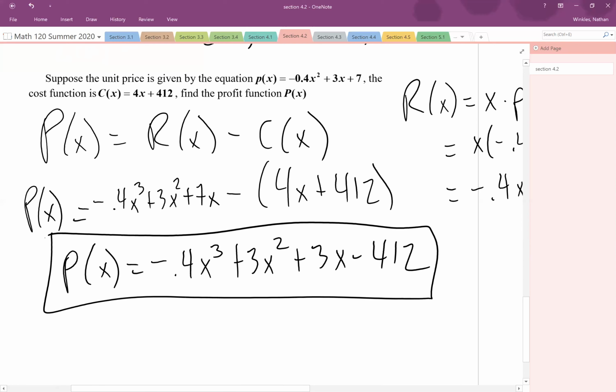Now, it doesn't say find the marginal or anything, so it's just asking for straight up what is the profit function in here. If it asked for the marginal profit, then we would go ahead and take this derivative, or if it asked for the average, we would divide, but it's not asking for any of that.